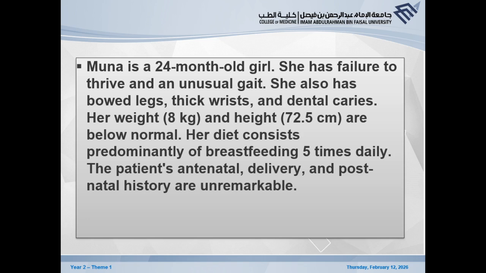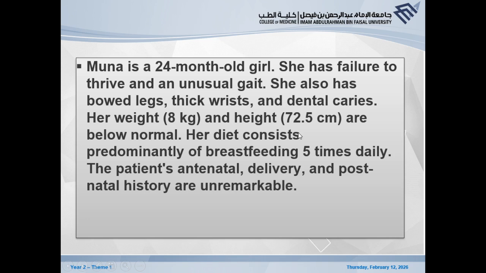This is another case. Mona is a 24 months old girl. She has failure to thrive. Failure to thrive means failure to grow, not like normal children, and an unusual gait. Gait is the way she walks. She also has bowed legs. Bowing of legs means curved legs. Thick wrists and dental caries. What is dental caries? Yes. Her weight is 8 kg and height is this.